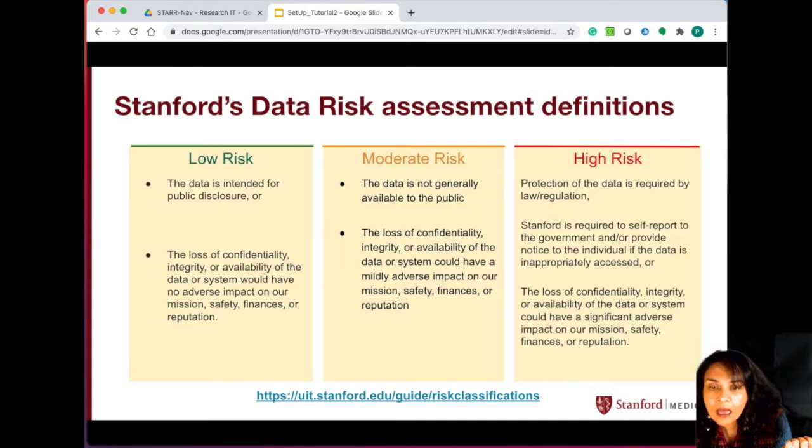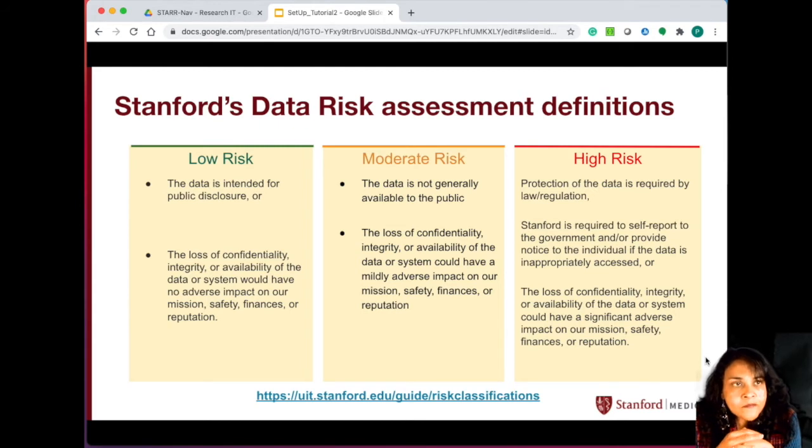PHI is any information that's held by a covered entity, in this case Stanford Healthcare, regarding health status, provision of healthcare, healthcare payment, anything that can be linked back to the individual. If PHI security is compromised in a healthcare breach, we have to notify all the involved parties, and failure to report such a breach can really result in disciplinary action and penalties for both you and your employer.